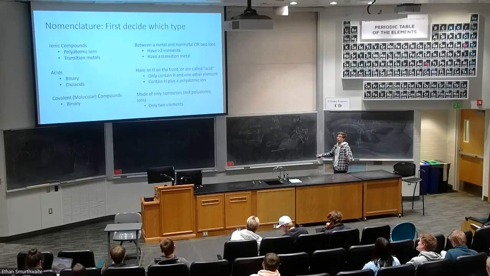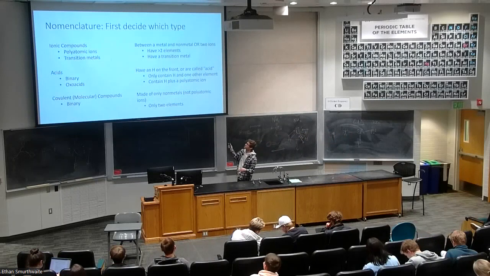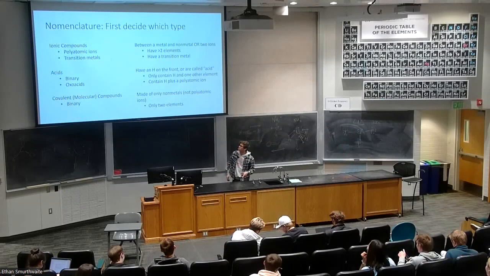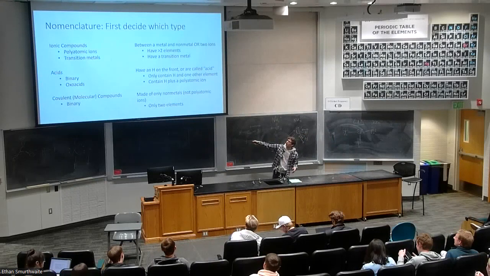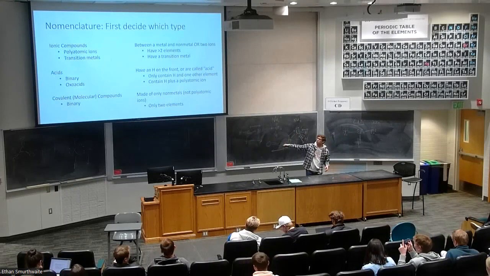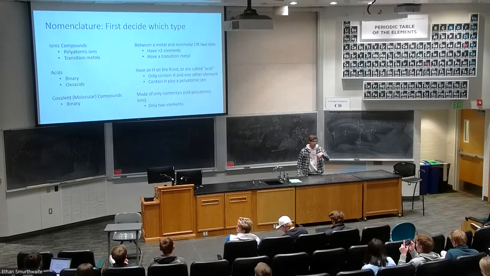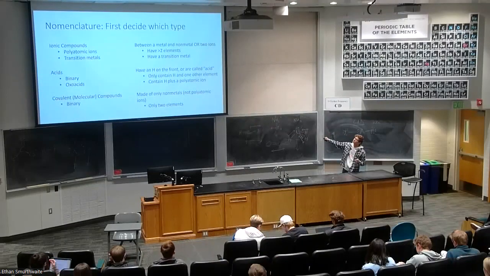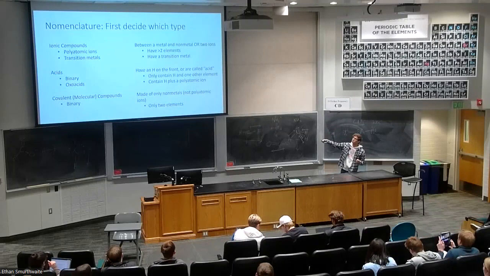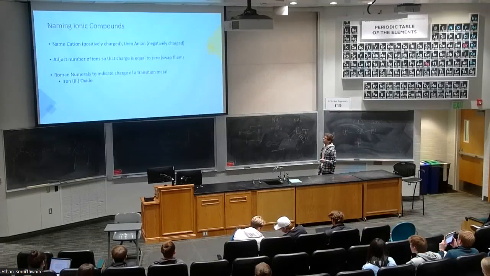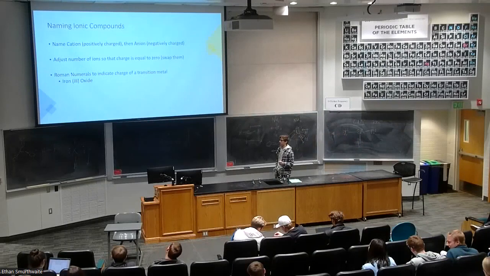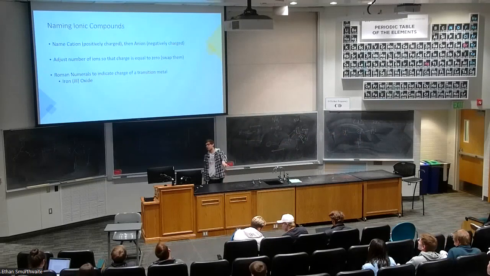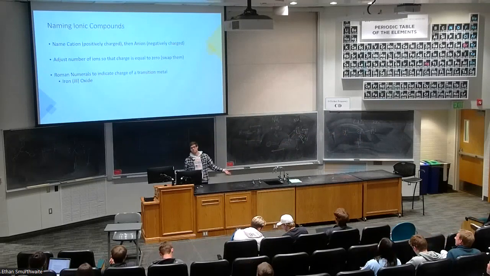Okay, so when we talk about nomenclature, which is just a fancy way of saying naming, we have to decide what it is we're naming. We can either name ionic compounds, acids, or covalent compounds, and they all have different rules. So first, let's look at ionic. The rules for naming ionic compounds: first, you name the cation, and then you name the anion, and that's it.